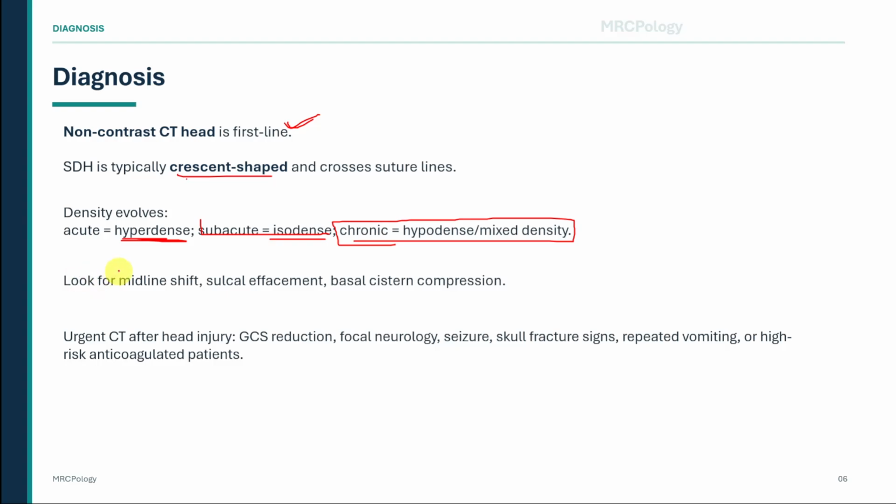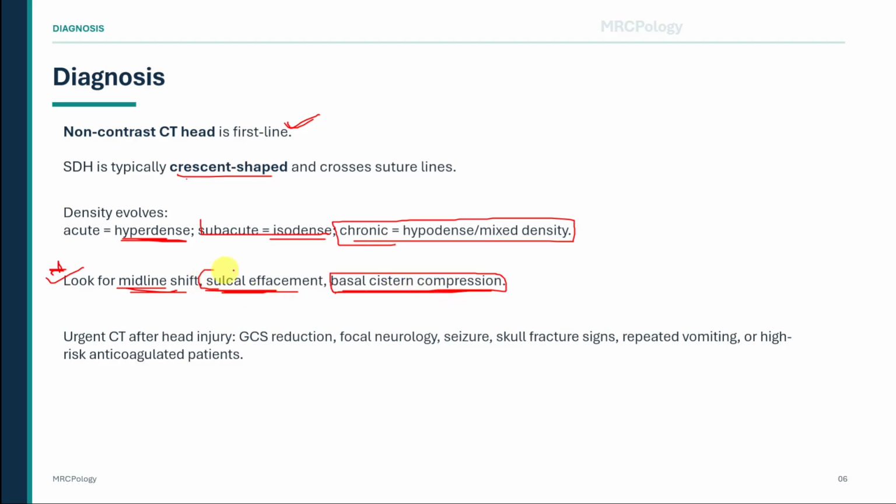When you look at the CT image, do not just identify the bleed. Look for the complications. Is there midline shift? Are the sulci effaced? Are the ventricles compressed? Are the basal cisterns compressed? These findings tell you about mass effect and raised intracranial pressure.